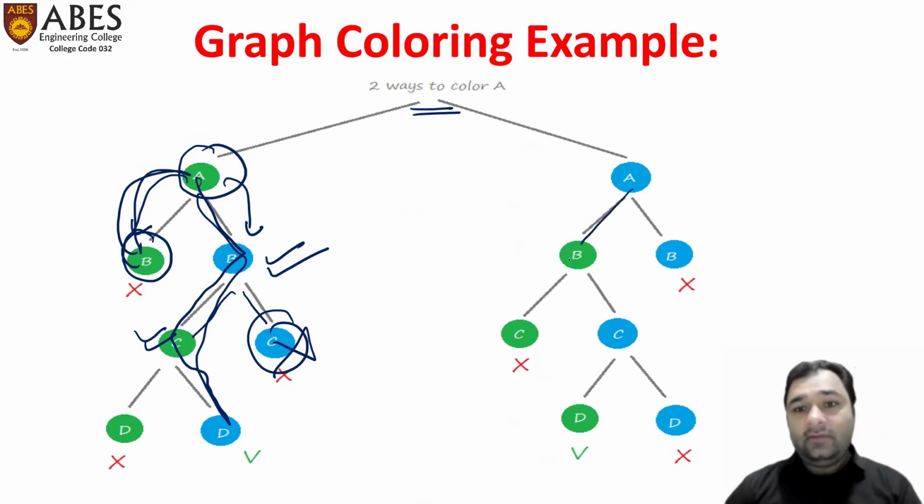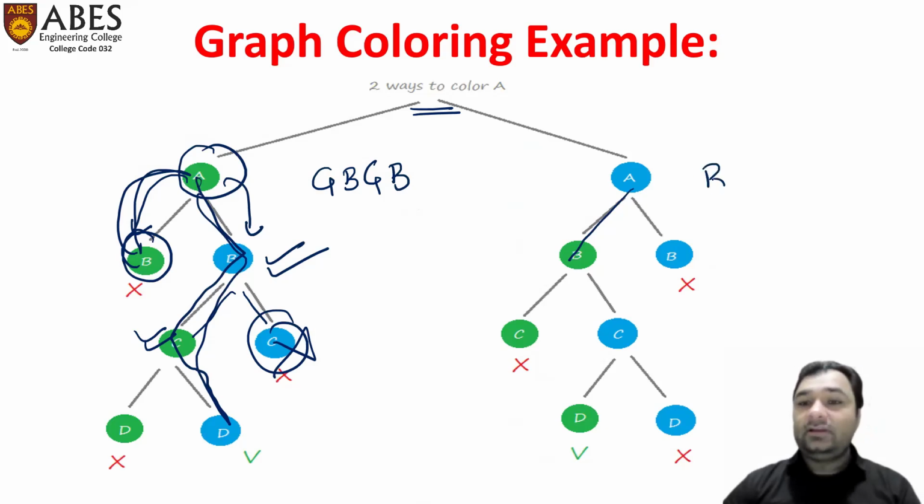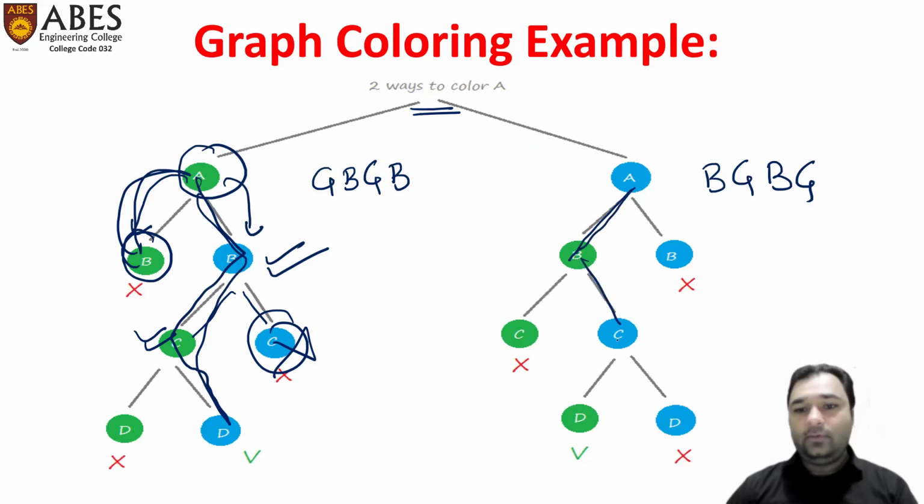And for the other, we will have another path: green, blue, green, blue. Here we can have a solution as blue, green, blue, green. That is simply blue, green, then blue, then green. These are the two possible solutions for the given graph.